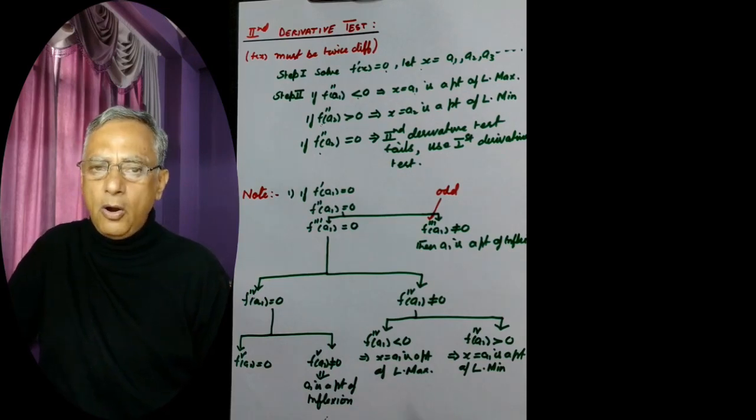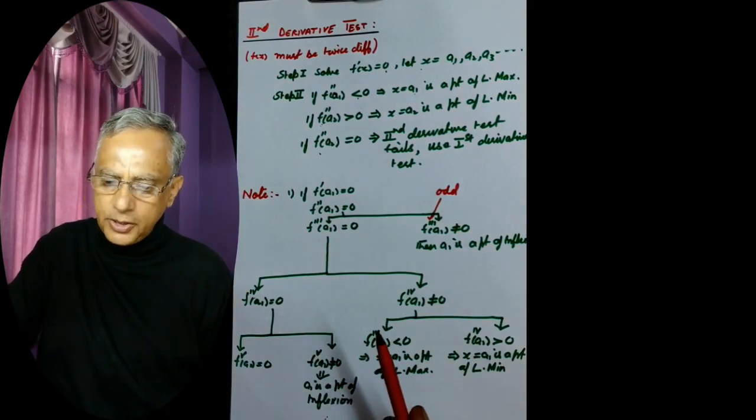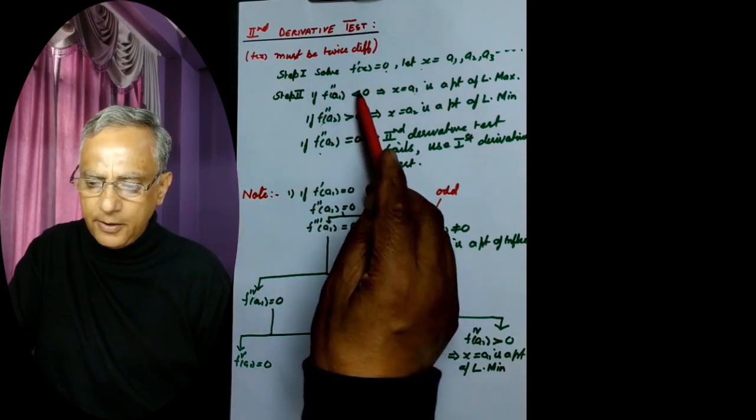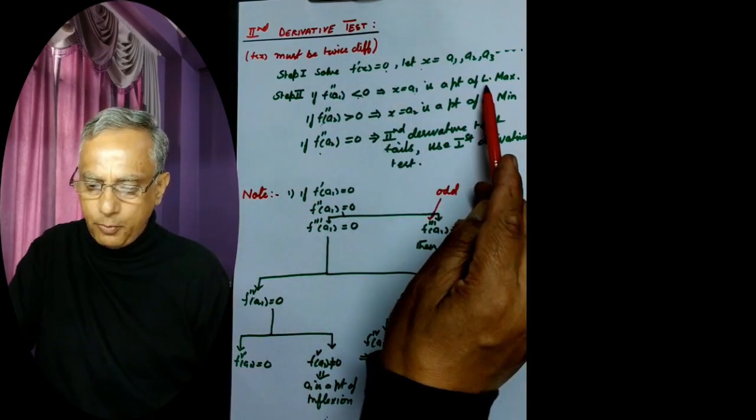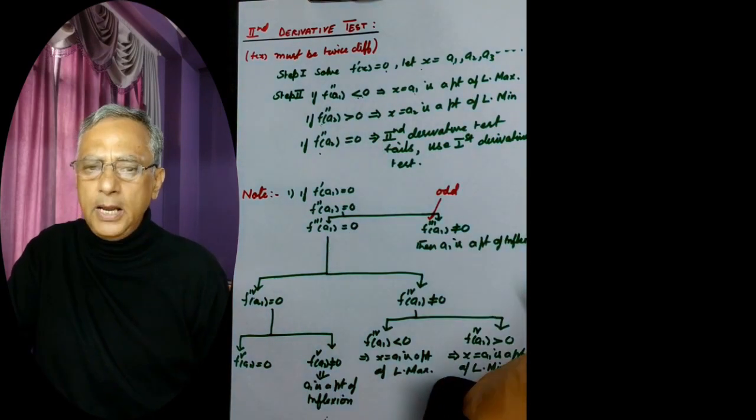If an odd order derivative is non-zero, it is a point of inflection. If an even order derivative is non-zero, we will check. If it is negative, it is local maximum. If it is positive, it will be a local minimum.